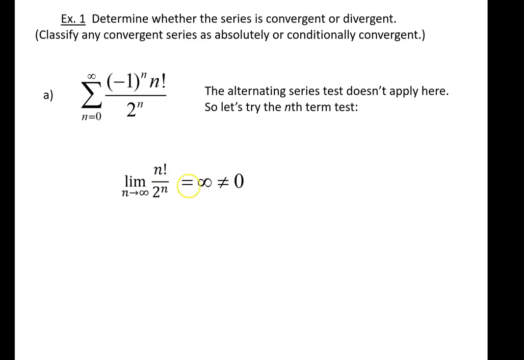It beats everybody. So this numerator is going to grow faster than this denominator, which means the limit does not equal 0. It goes to infinity. So we could say that this diverges by the nth term test. So if you see that that limit doesn't go to 0, you can say it diverges by the nth term test, even if it's an alternating series, and be done with it.